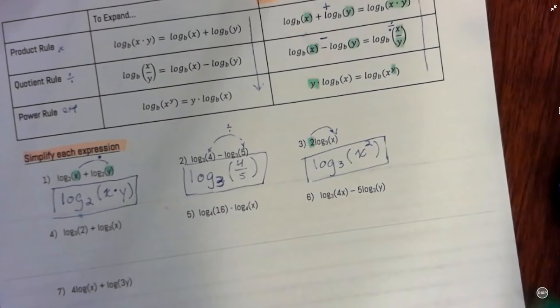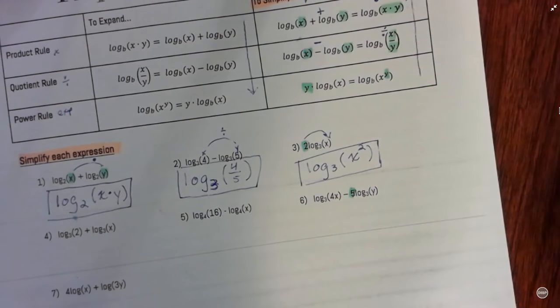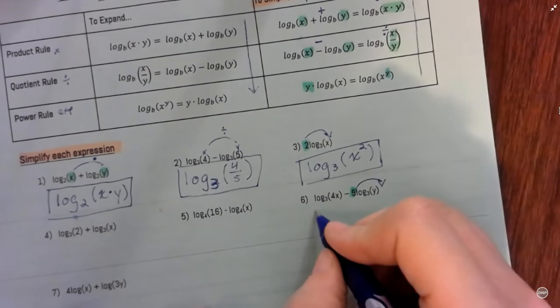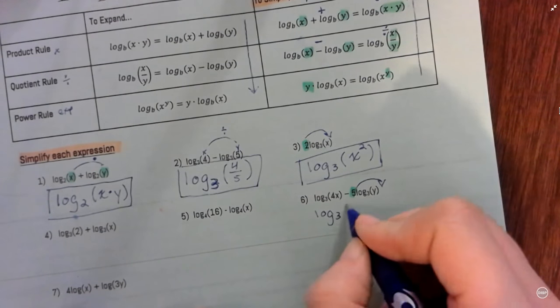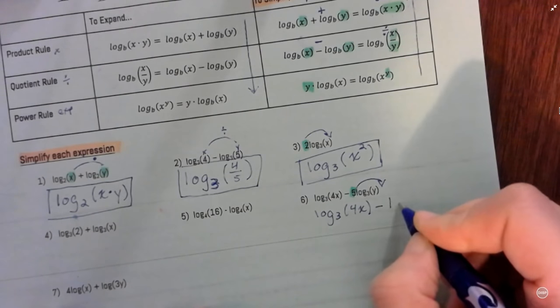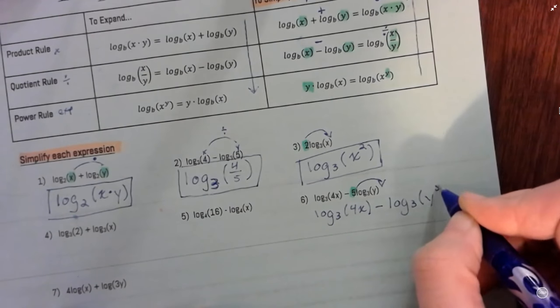So this 5 is going to go there. So that gives me log base 3 of 4x minus log base 3 of y to the 5th power.